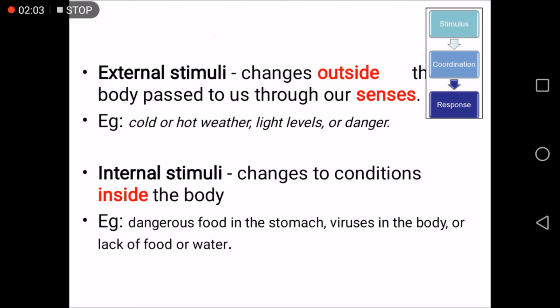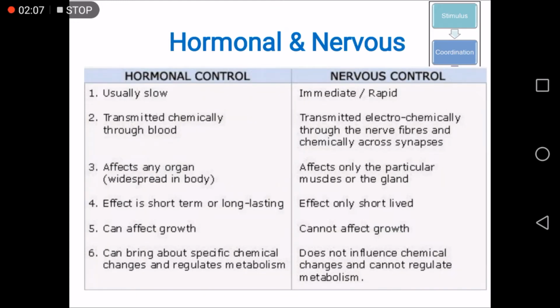Next we can see what is coordination. Coordination in our body involves the hormones and the nervous system. Later in this chapter, we will see what is hormone and what is nervous. Nervous is not excited, it's nerve, the nervous system. The main important part in this chapter is to know the difference between the hormone and also the nervous system.